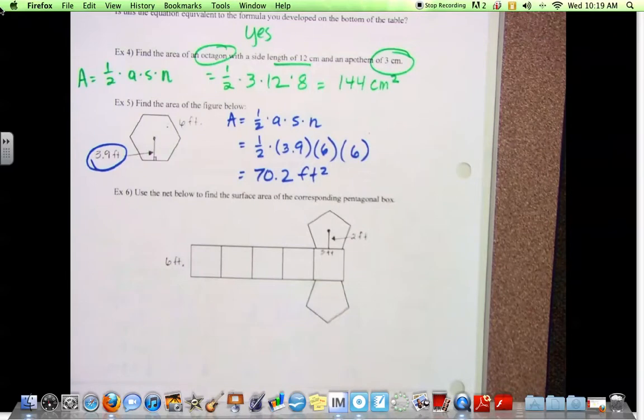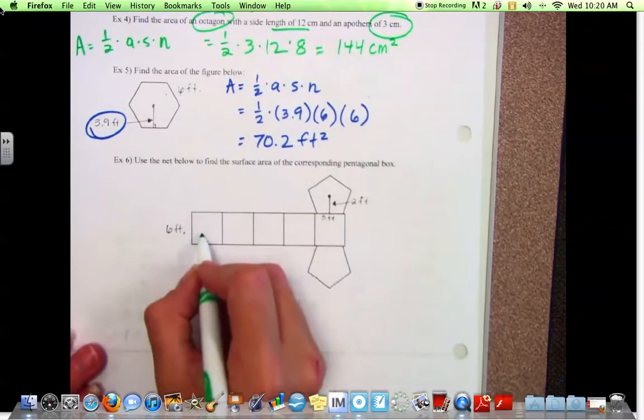Example 6. Use the net below to find the surface area of the corresponding pentagonal box. So what shapes do I have? Squares and pentagon. Are they squares? How can you tell if they're squares or rectangles? It's 3 times 6. So it is a rectangle.